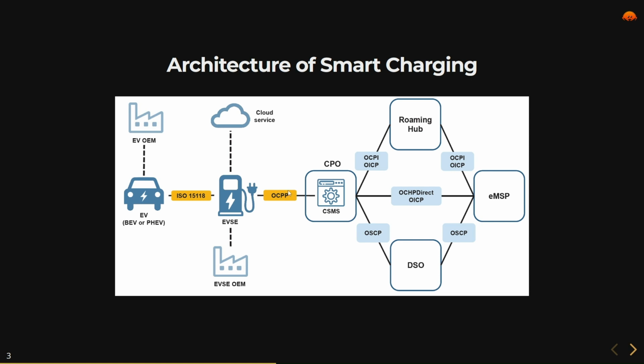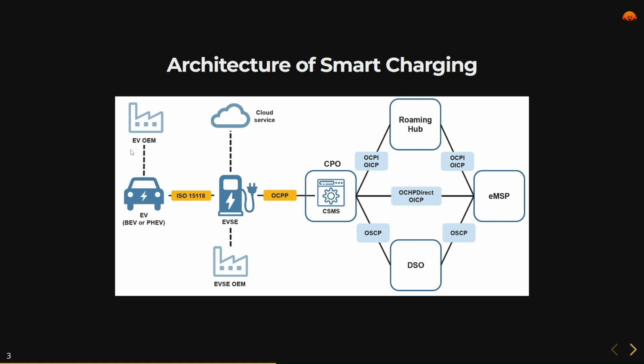There are some key elements typically found in smart charging systems. These are the EV, electric vehicle supply equipment, EVSE, charging point operator, CPO, distribution system operator, DSO, e-mobility service providers, EMSPs, then cloud services such as Azure or AWS, then original equipment manufacturers, OEMs.